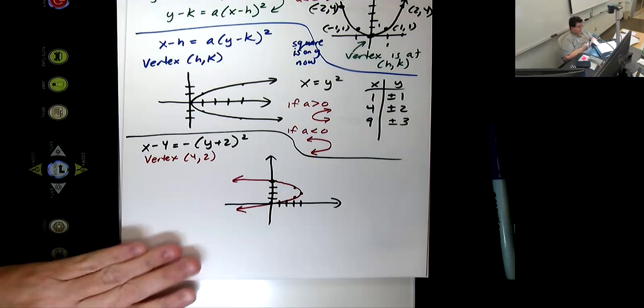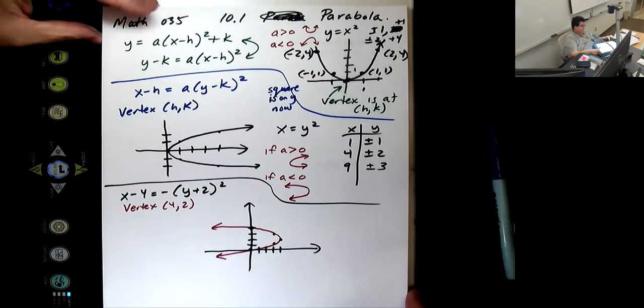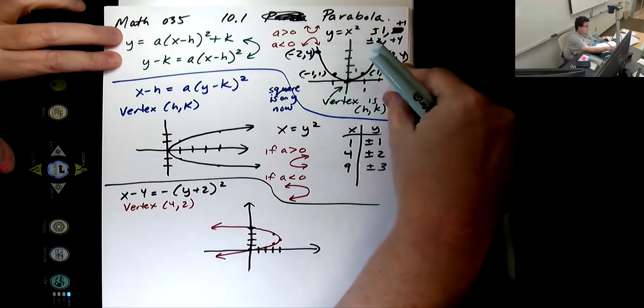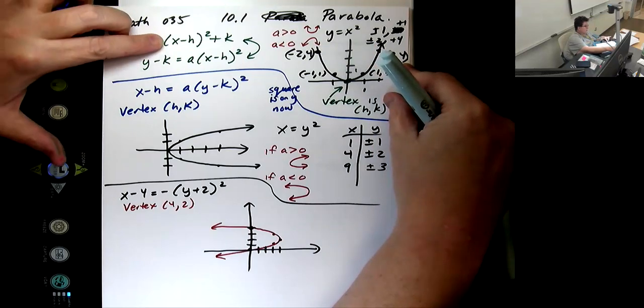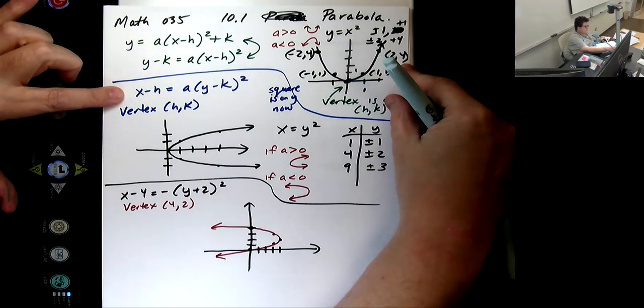So we're still on our first page, Eric. Okay. Parabolas, we did all this before. x was squared here, now we're doing y squared. That's all that's changed.